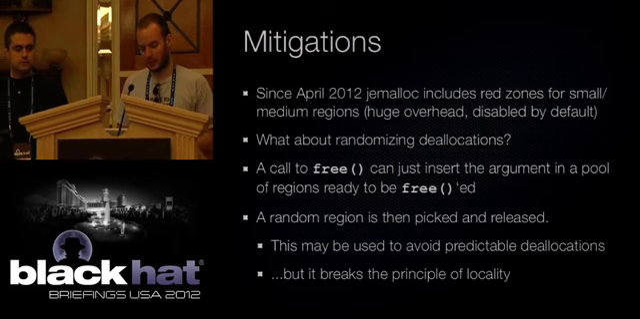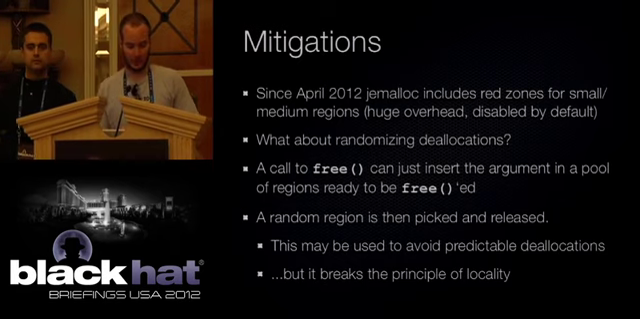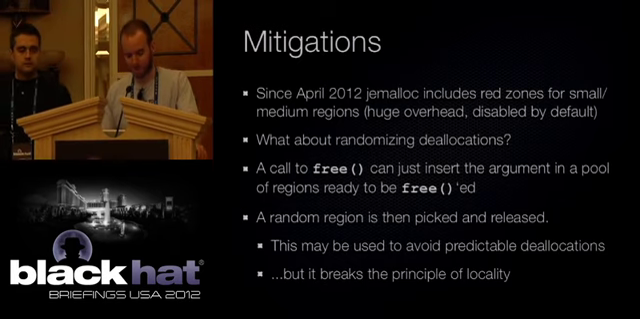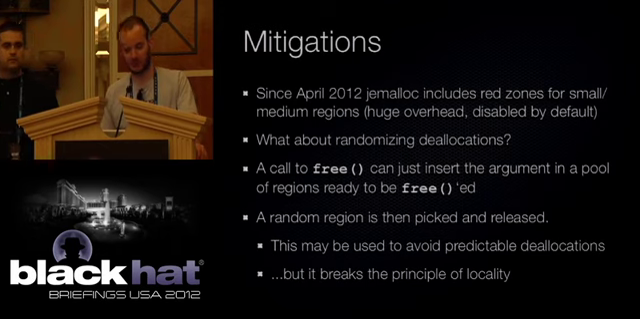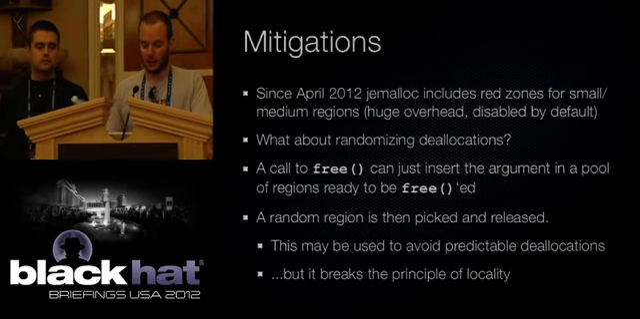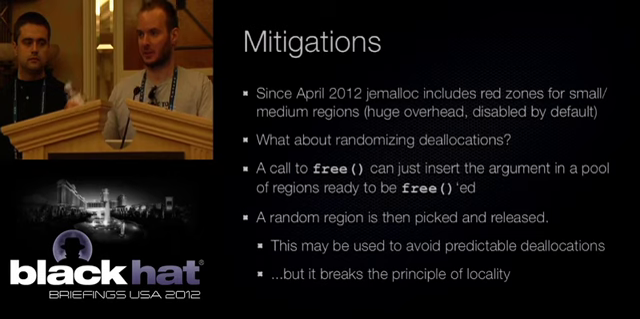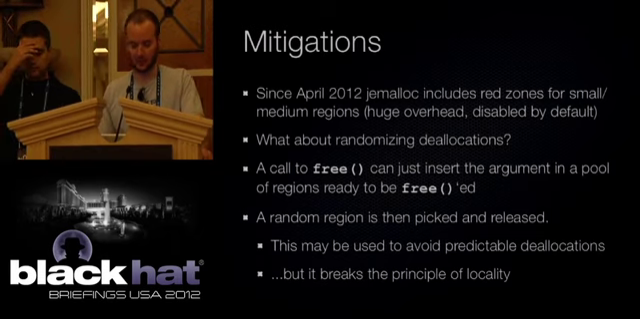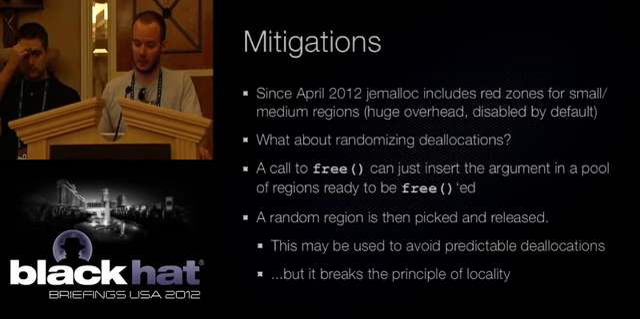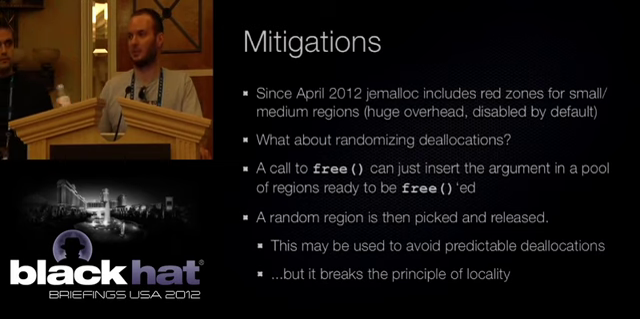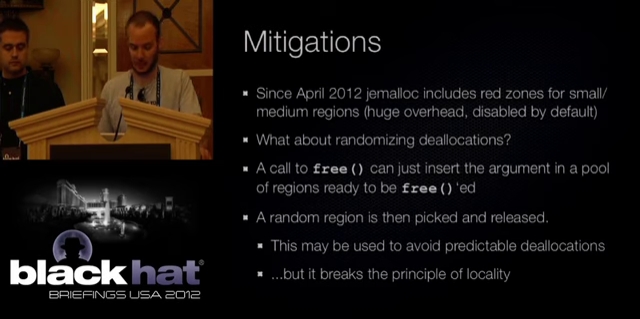Okay, this is cool, but it's disabled by default because it results in a huge overhead. So there's another technique involving randomizing the allocations. Whenever you call free, the pointer you pass to free is actually inserted in a linked list. And instead of physically freeing the passed pointer, free will just pick a random chunk from that list and free it.